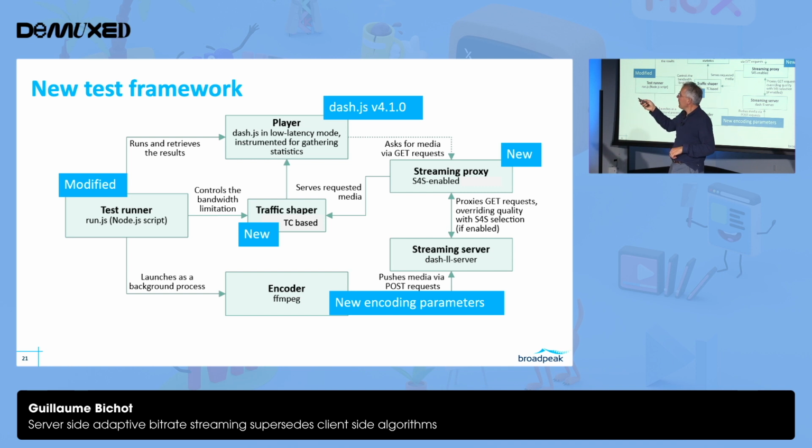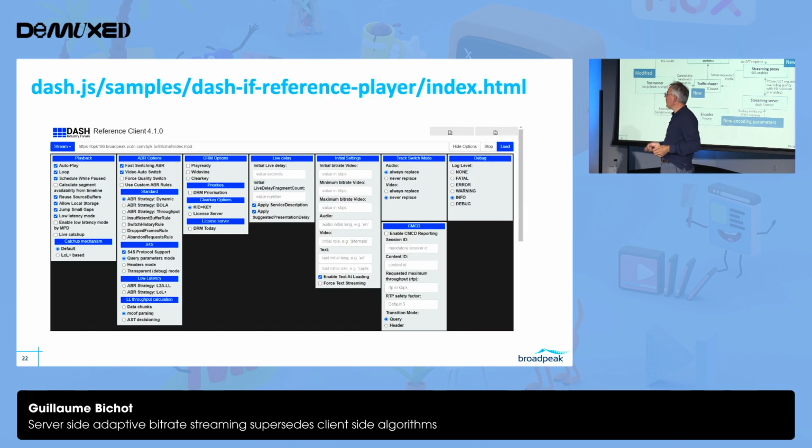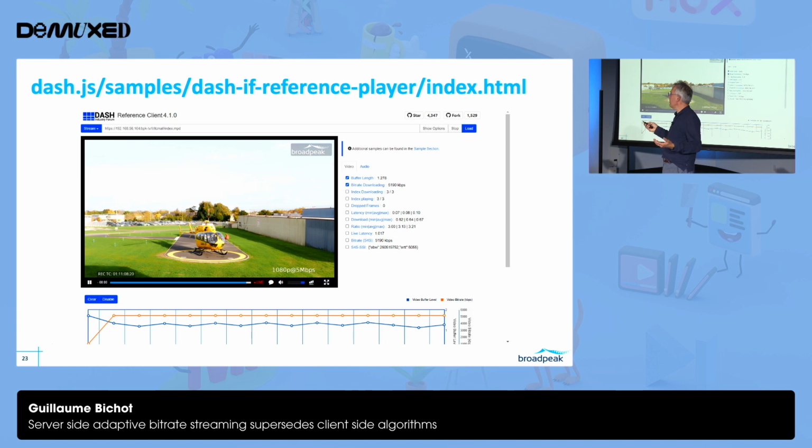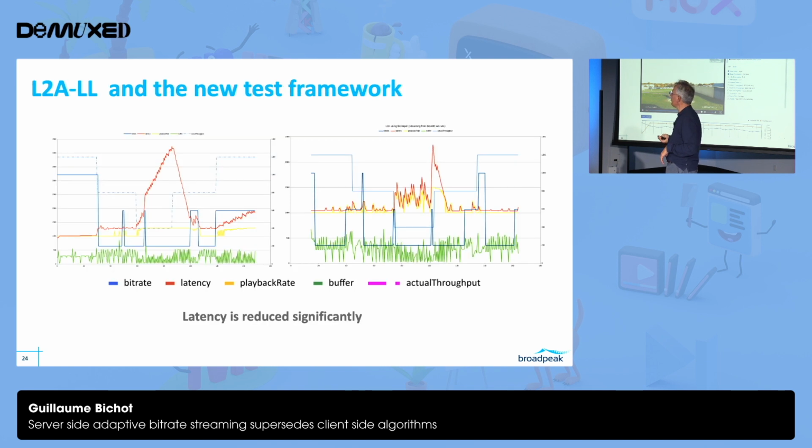And the last thing that we did is we reviewed the parameters of the encoder, because there was some bias in the way the encoder had been configured. Especially in the lowest quality, you had some peaks like that. It was very damaging for the test. So anyway, we also adapted the players to support S4S, and then we developed a specific page to follow what was going on with the new server-side algorithms.